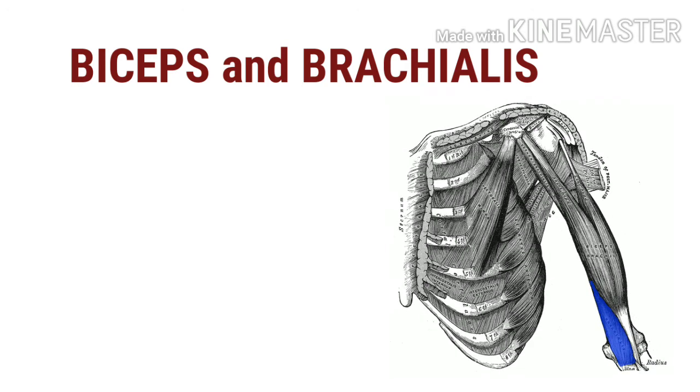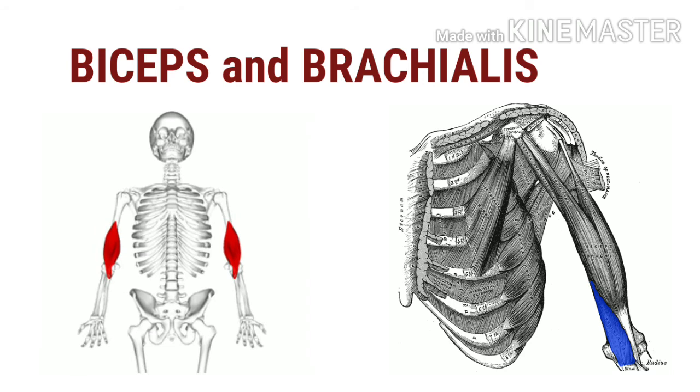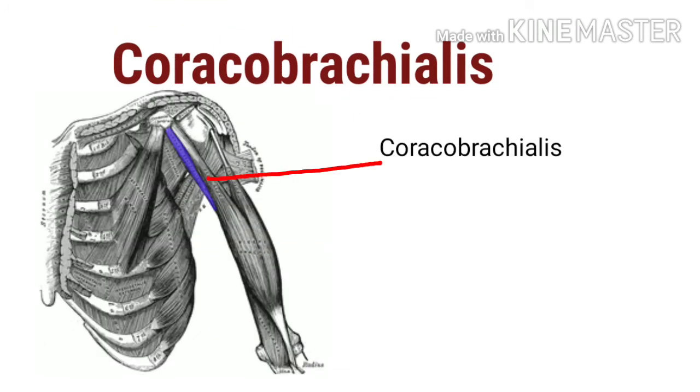Brachialis originates from the medial and lateral surfaces of the humeral shaft and inserts into the ulnar tuberosity, just distal to the elbow joint. We have the coracobrachialis muscle. The coracobrachialis lies deep to the biceps brachii in the arm.